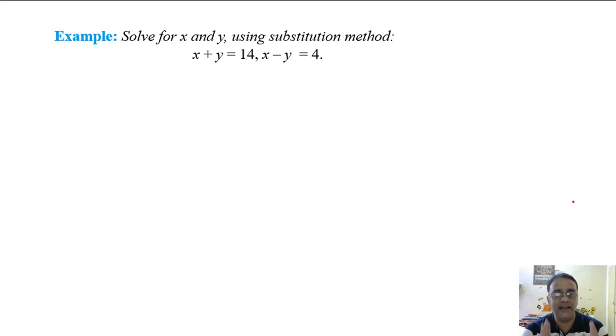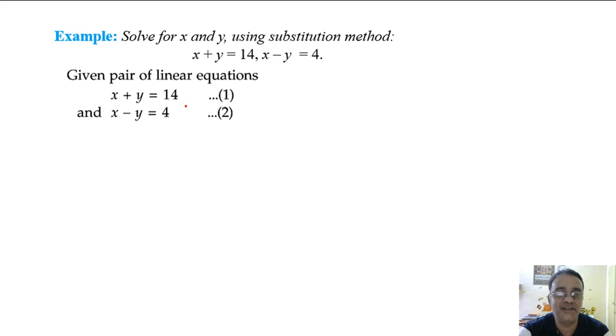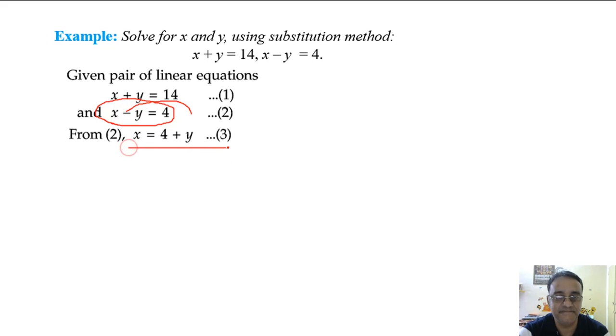Solve for x and y using substitution method. Now see, I told you that in step number 1 write y in terms of x. And I told you also that wherever you feel that x in terms of y is better, you can take it. So this is one example. x plus y is equal to 14 and x minus y is equal to 4. From this we can write x is equal to 4 plus y. लिख सकते हैं, easy है, without using minus sign.